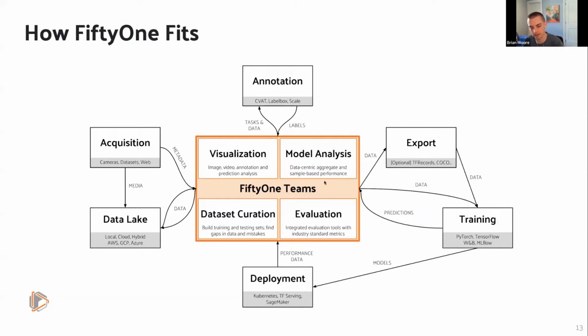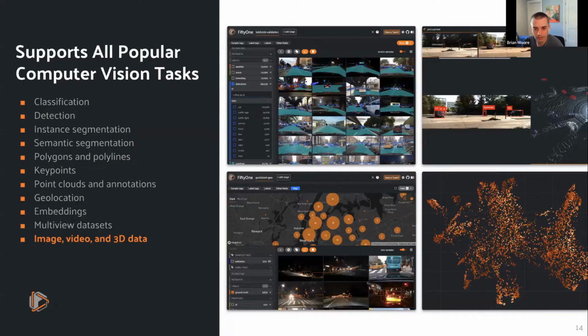And 51 kind of serves as a center of truth or a center of mass for those data sets throughout your workflows, helping you run these key workflows and iterate on your data sets and watch as they improve over time. So a little bit more detail on 51 itself and what it's meant for.